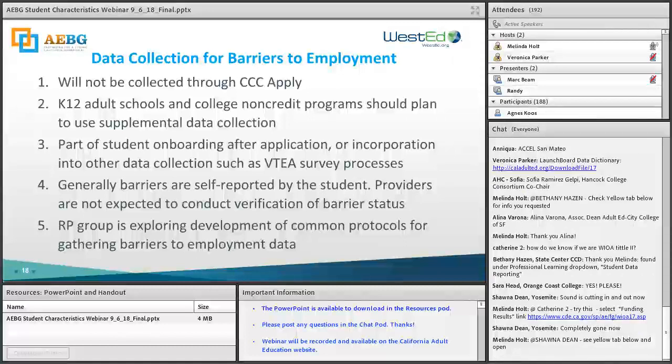I also wanted to note here that the RP Group, and Mark specifically, is convening a group of folks to explore the development of common protocols for gathering barriers to employment data, including ways of framing the questions related to that. And Mark, I'm going to let you talk about that a little bit so you can update people about where you are in that process.